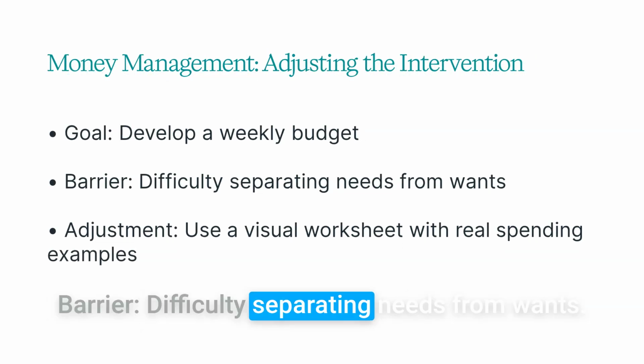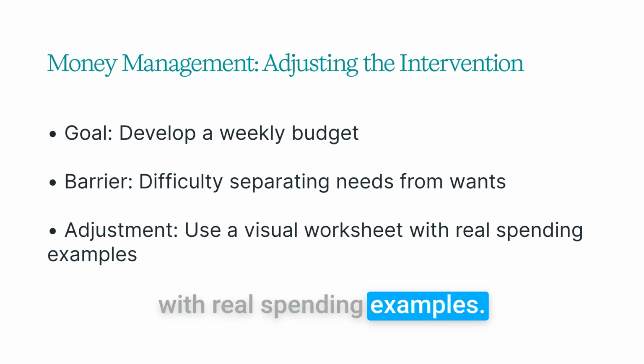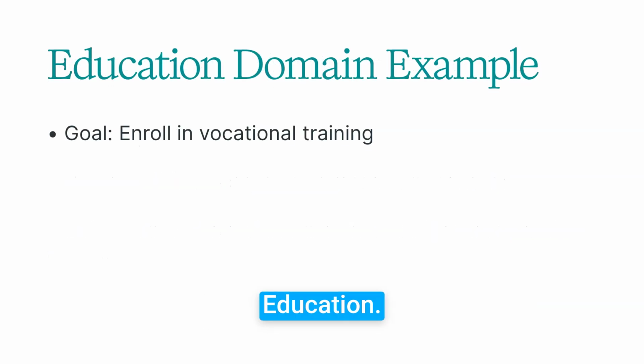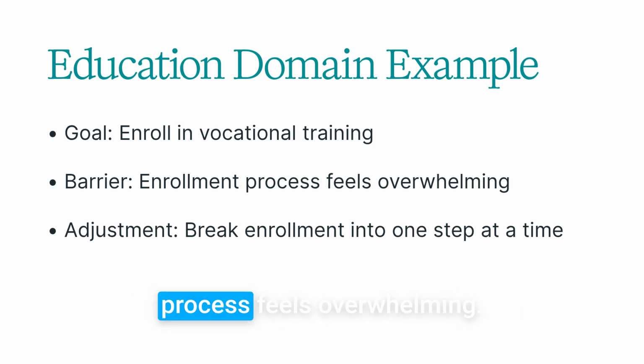Barrier: difficulty separating needs from wants. Adjustment: use a visual worksheet with real spending examples. Education. Goal: enroll in vocational training. Barrier: the enrollment process feels overwhelming. Adjustment: divide enrollment into one step at a time.